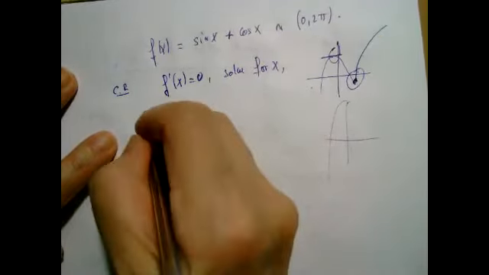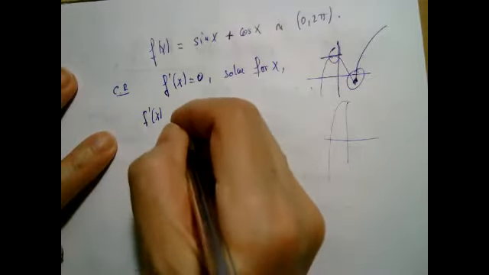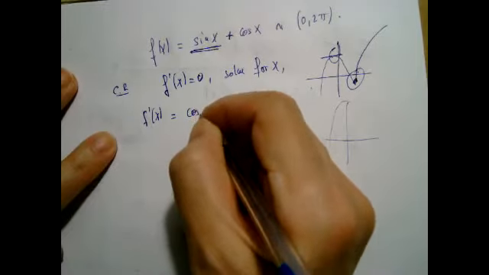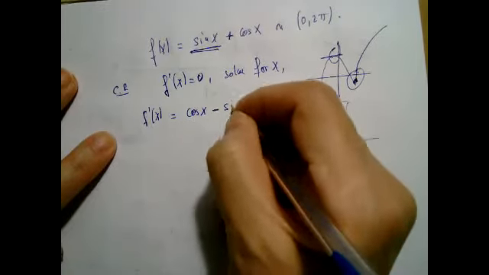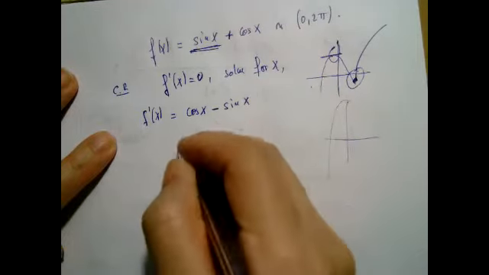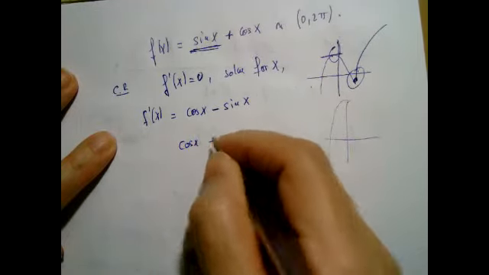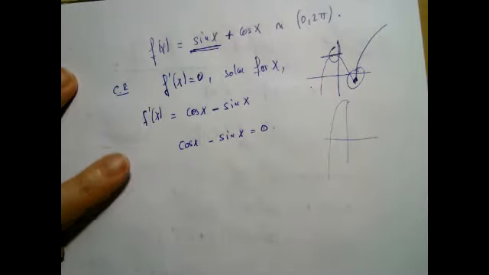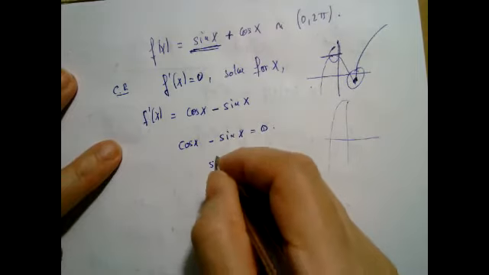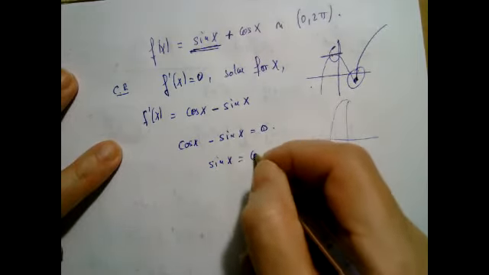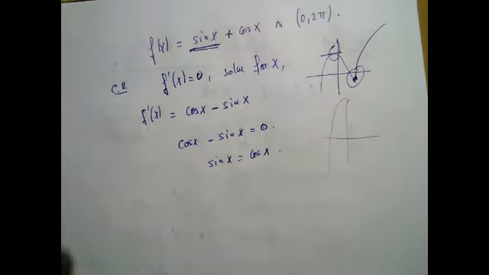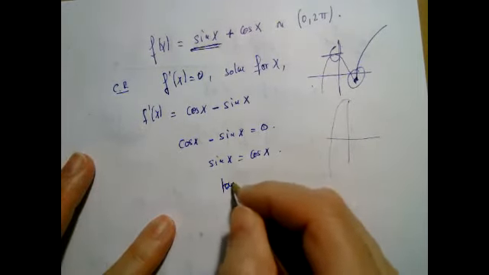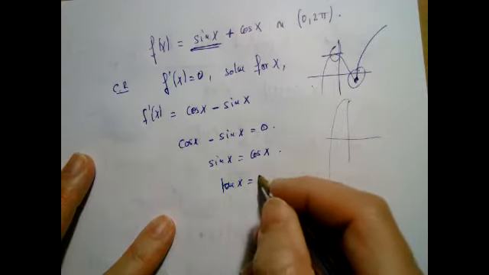Okay. So we're going to compute f prime in this problem. The derivative of sine is cosine, and the derivative of cosine is negative sine. So we're going to set cosine x minus sine x equal to 0 and solve. That gives me sine x equal to cosine x. I have to solve for x. If we look at it very carefully, this is going to give me tangent x equal to 1.